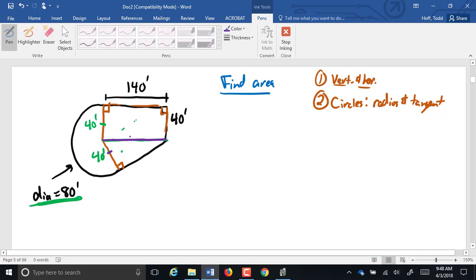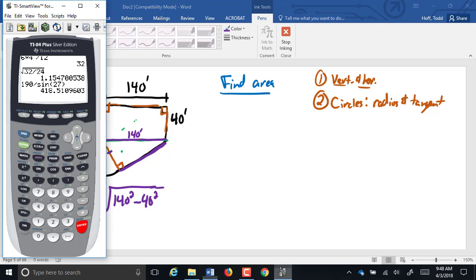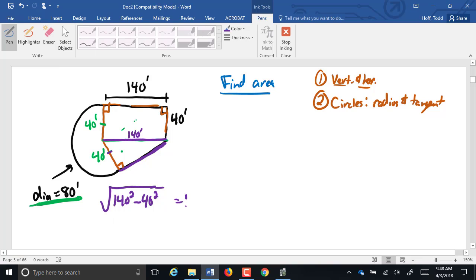The hypotenuse, which is 140. If that's a rectangle, opposite sides are the same. So now there's a couple of things I can find. I need to find the length of this side. How do I find the length of that side? A squared plus B squared equals C squared. I'm going to take a shortcut: square root of 140 squared minus 40 squared. 140 was the hypotenuse, right? So we get 134.16 feet.